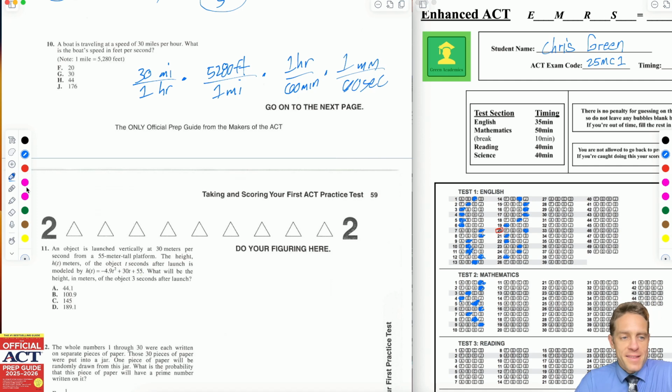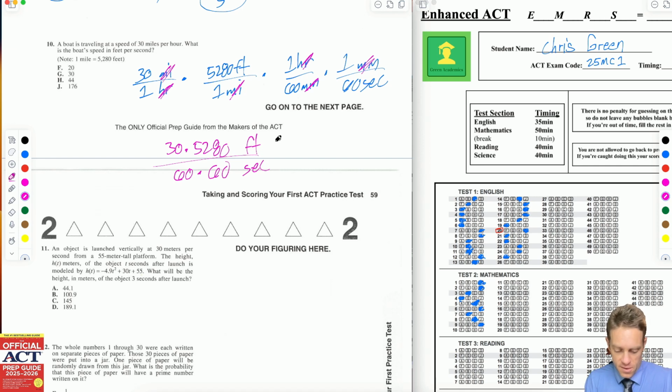And the point of writing it in the skeleton pattern is that you know that the units cancel out, and you can see what units the remaining outcome would be in. So miles and miles cancel, hours and hours cancel, minutes and minutes cancel. So you're left with feet on the top and seconds on the bottom. So it's 30 times 5280 over 60 times 60, and it's in feet over seconds. 30 times 5280 divided by 60 divided by 60 is 44 feet per second.